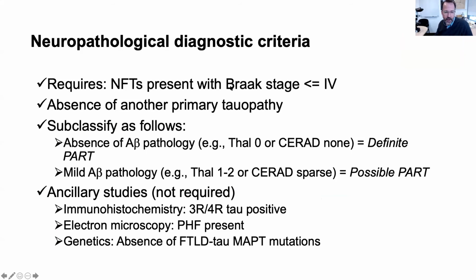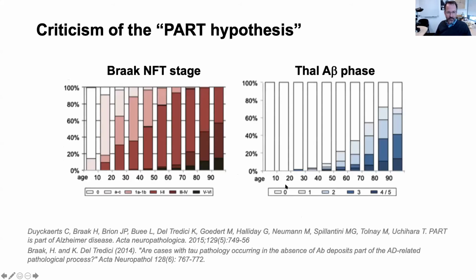It requires the presence of neurofibrillary tangles in the medial temporal lobe, so that's Braak stage 4 or less for the connoisseurs of tau staging. Absence of any other tauopathy. You cannot have significant amounts of A beta. How you define a significant amount of A beta is up for debate. There were different categories, a definite part or possible part. You didn't have to do any of these other studies, but you could do them if you want.